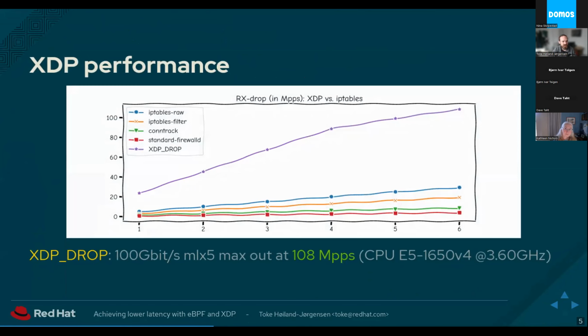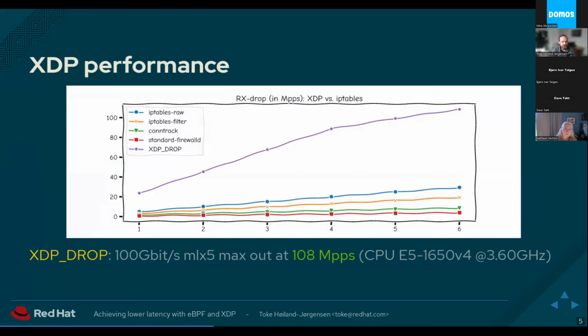The x-axis is number of CPU cores, and of course you can see the four lines at the bottom are various ways of dropping packets on the regular Linux stack, where you just use iptables in different modes. And then the purple line is XDP, where we scale up to 108 million packets per second, which at this point is sort of, you're hitting the transactions per second limit of the PCI bus.